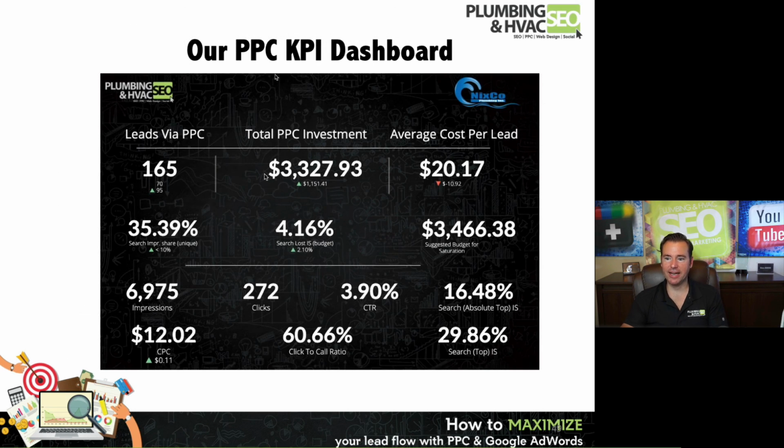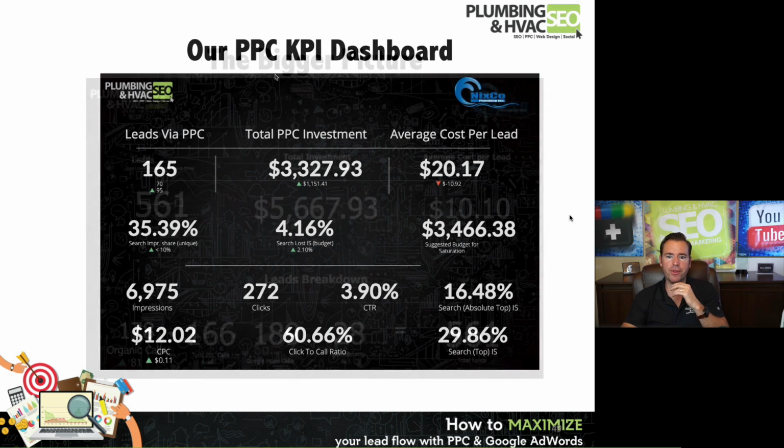So again, looking at an example of the pay-per-click tracking dashboard, you can see how much was spent, $3,300, how many leads, 165, average cost per lead, $20, and this is something we provide for all of our clients. We can see how much impression share came from a unique, how much was lost due to budget. This helps you know, should we spend more on our budget, or are we missing searches because we're not spending enough? What should the budget be for next month if we really want to maximize utilization for our services in that particular service area? We can see what our click-to-call ratio is, other cool things like that.